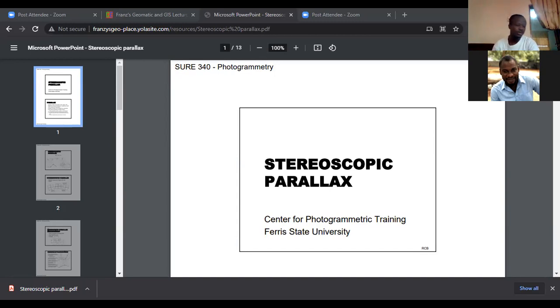Okay, anyway, so what is stereoscopic parallax? What is a stereoscope? I think most of you have used a stereoscope before. What was it about? What was it used for? Or you are not going to talk to me? Okay, your network is bad.